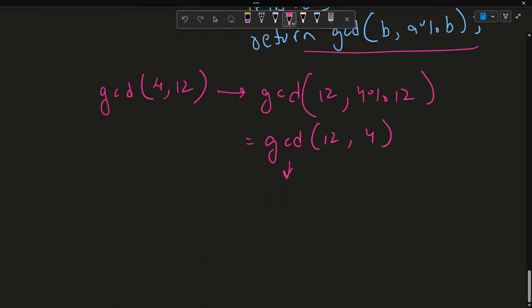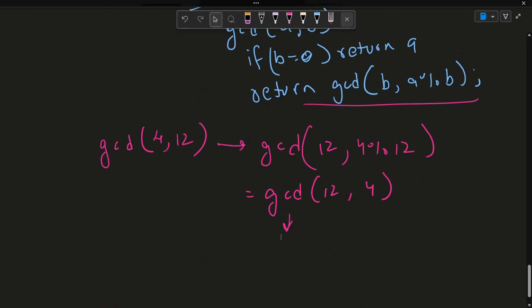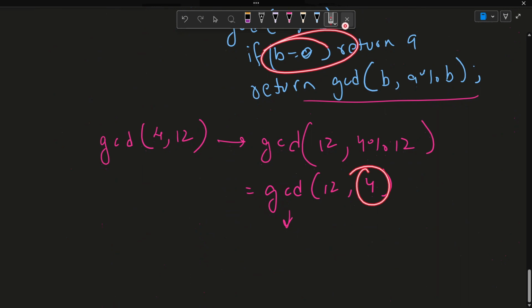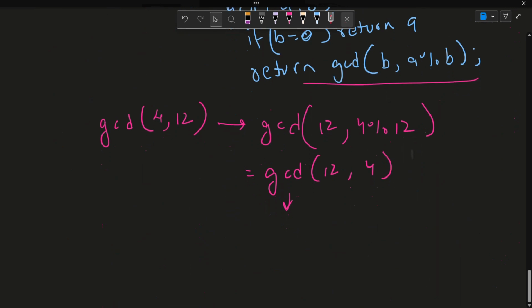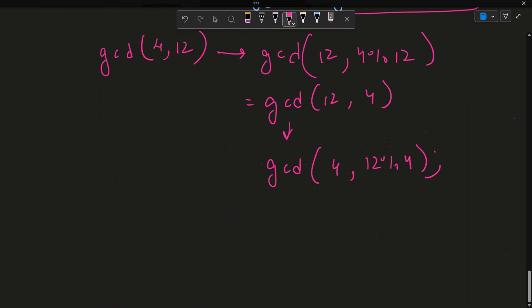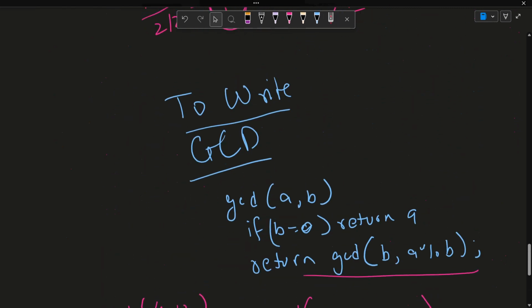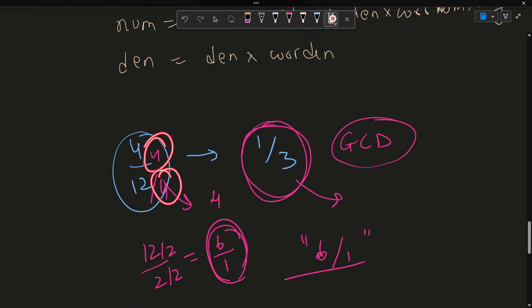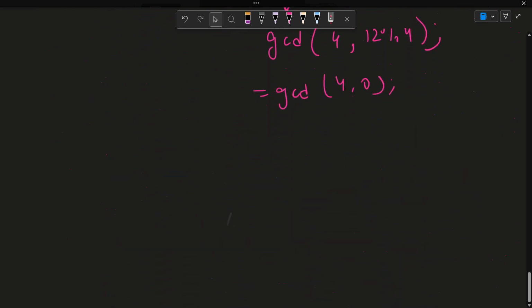Now what GCD of 12 comma 4 would do is check, is b 0? b is 4 in this case. So is this 4 0? 4 is not 0, right? So you would call GCD of 4 comma 12 modulo 4. And what is 12 modulo 4? Because 12 is completely divisible, this value would be 0, so it becomes GCD of 4 comma 0. And now you see, in this case b is 0, so you have GCD as 4, and this is what we wanted, right? We wanted this 4 and we got it using GCD. Fine.